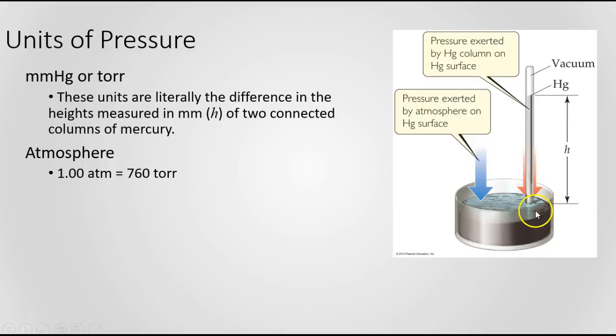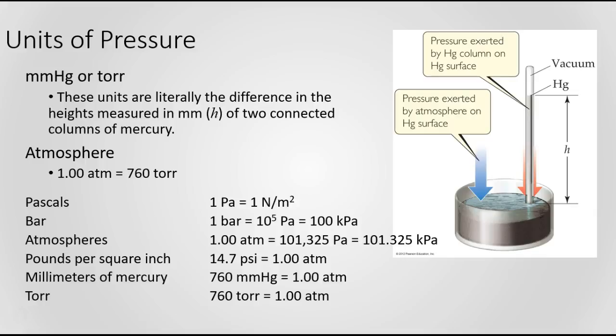So where do you get that weird unit, millimeters of mercury? It's literally a length measurement that corresponds to how hard the atmosphere is pushing on the surface of the mercury. So there's all the other units. Again, an atmosphere we said is 760 torr. A torr is the same thing as millimeters of mercury. So here's all the equivalencies.